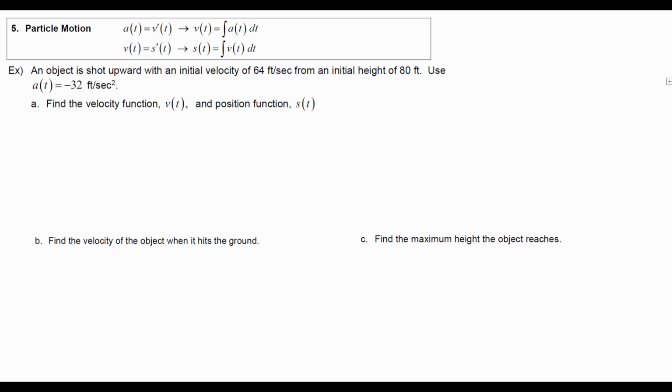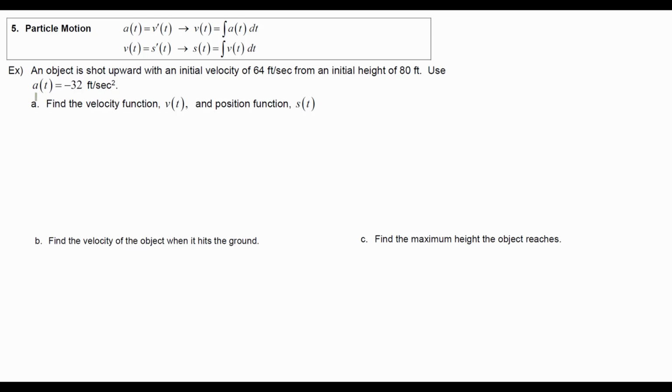So let's do this problem. It's the same as what we just did. An object is shot upward with an initial velocity of 64 feet per second from an initial height of 80 feet. Use a of t equal to negative 32 feet per second squared. Find the velocity function v of t.